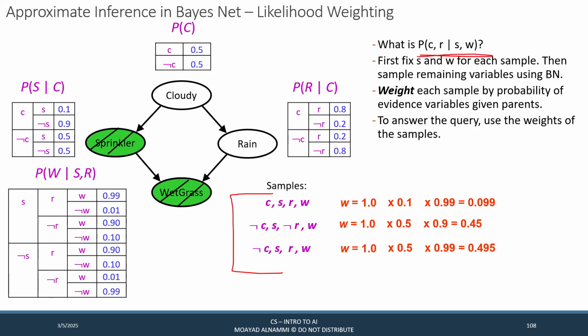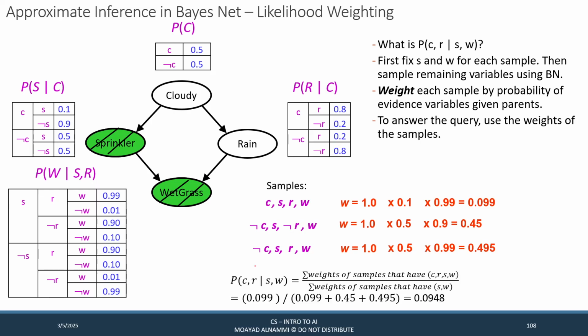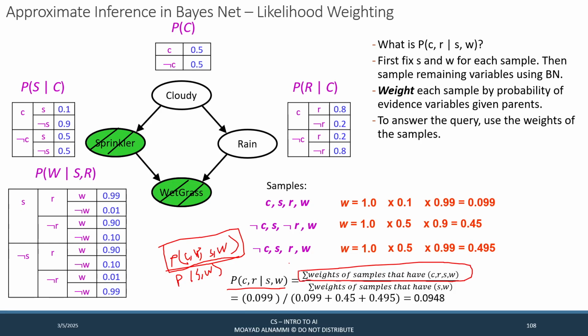How do I answer this query? The way I would answer is very simple. I break the probability of this query down into a numerator and a denominator, right? It is the probability of C and R and S and W, divided by the probability of S and W. What is the probability of C, R, S, and W? It is the weight of all the samples that have C, R, S, and W.